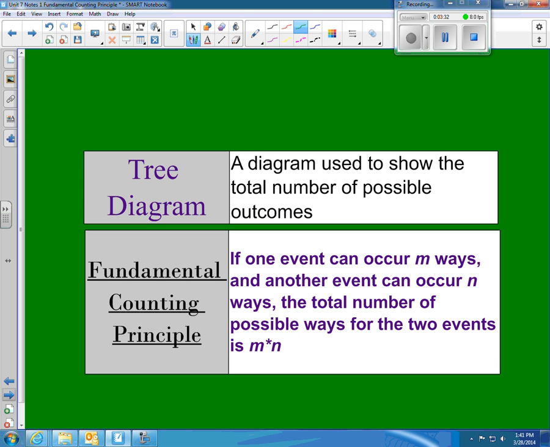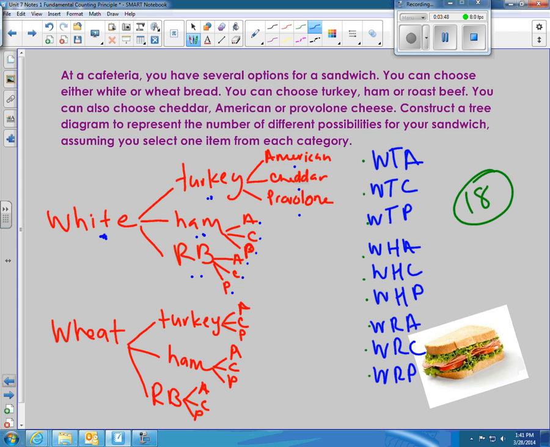If one event can occur m ways and another event can occur n ways, the total number of possible ways for the two events is m times n. Don't forget to pause the video if you need to. Let's go back and look at the first example here. We have how many choices for bread? We have 2 choices for bread.